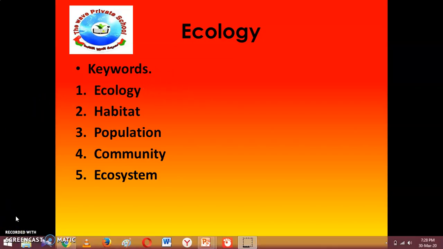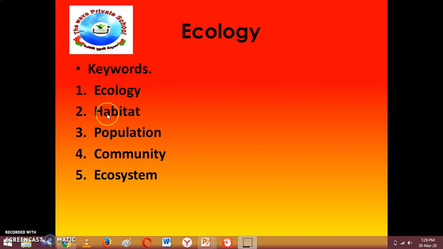That means animals and plants do not live in complete isolation. They are affected by their surroundings or environment. Their environment is also affected by them. So that means the study of interaction between the living organisms and their environment is called ecology. And also we have many words used in ecology with which it is useful to be familiar.